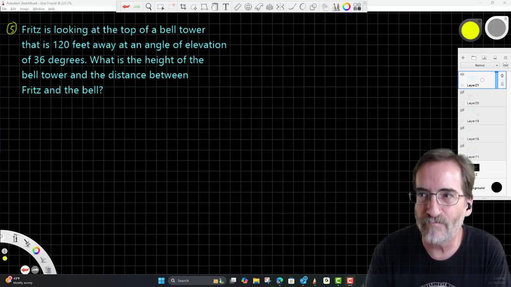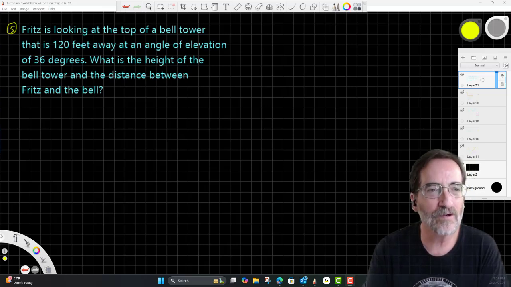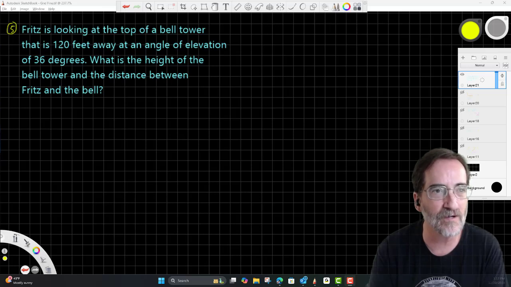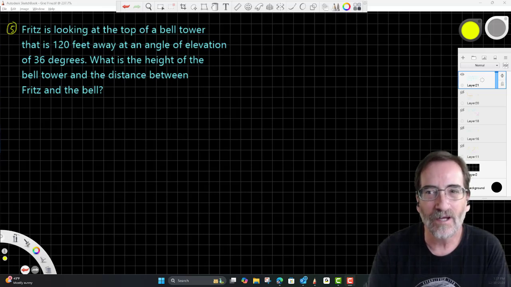All right, number 5. Fritz is looking at the top of a bell tower that is 120 feet away. Now, there's a little bit of a question about reference here. What is the 120 feet? Is the top of the bell tower 120 feet away, or is the bell tower itself 120 feet away? In the context of the problem, which was about a flagpole in your test, they're talking about the distance to the base. Just taking that in context.